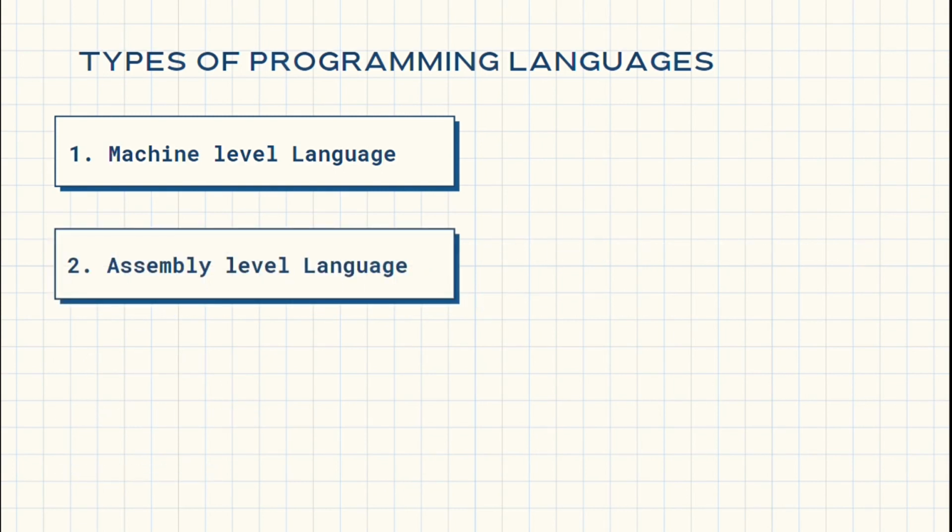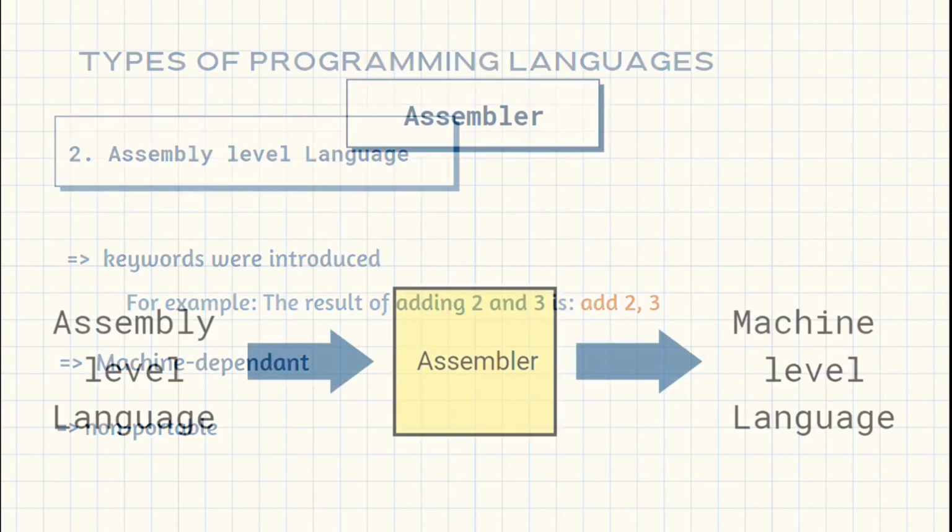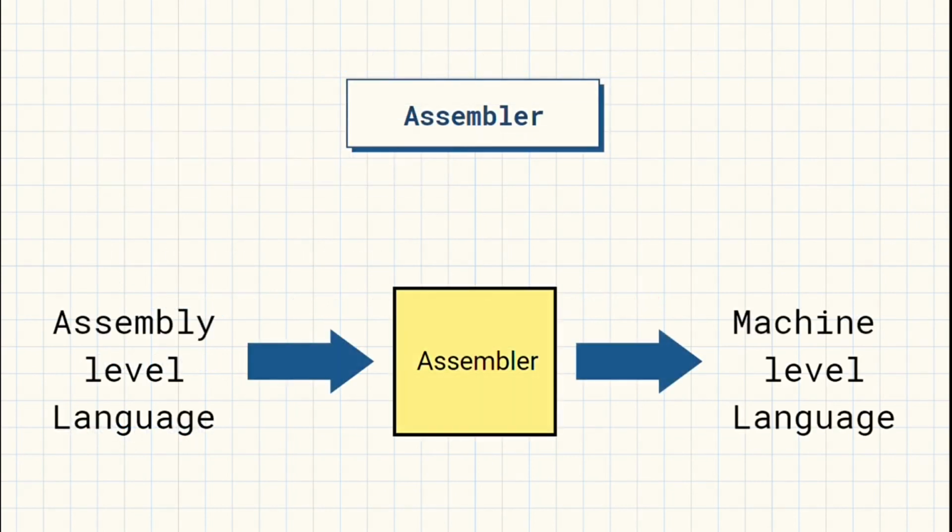Because machine level languages are complicated, assembly level languages were developed to make programming simpler. In assembly language, keywords were introduced as an alternative to writing code in zeros and ones. For instance, if you wanted to add 2 and 3, you would write the keyword add 2 3 rather than writing code in zeros and ones. However, since computers only understand machine language, it was necessary to convert the assembly level language to machine level language to execute the instructions. To do this, a program called an assembler was used.